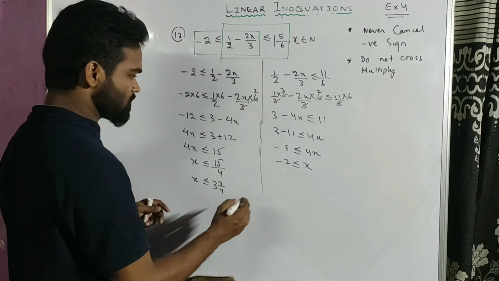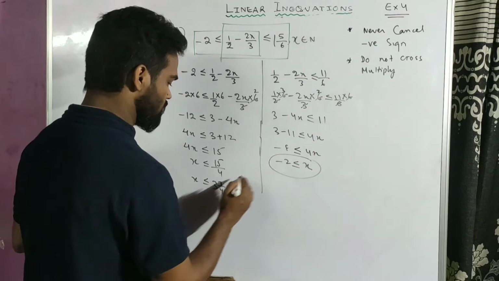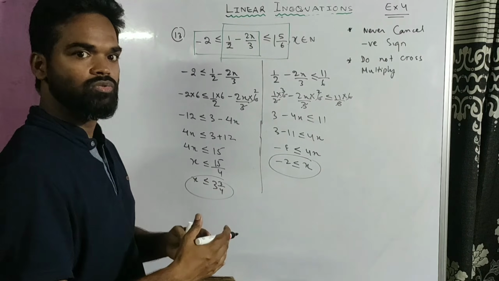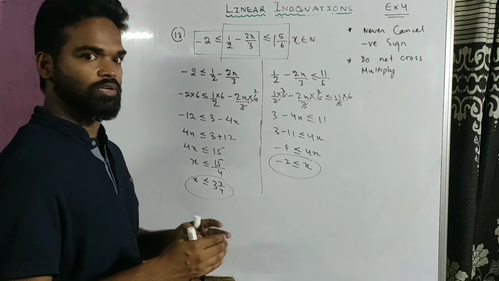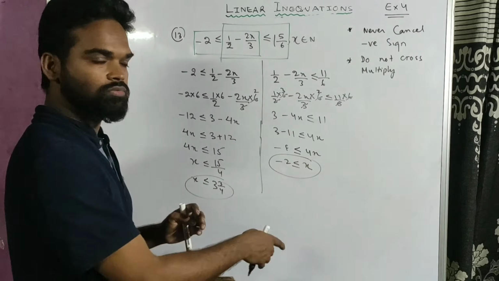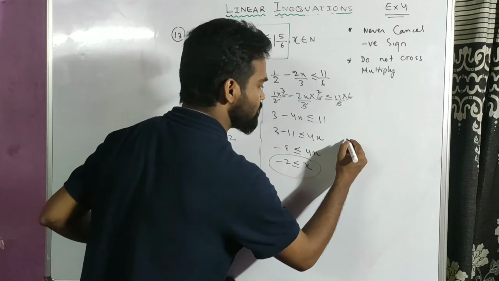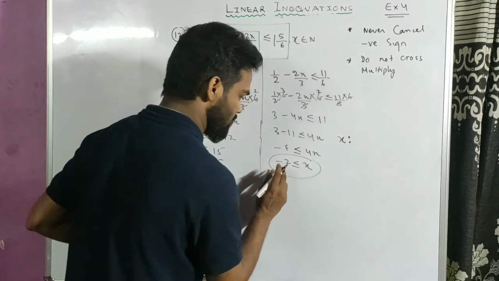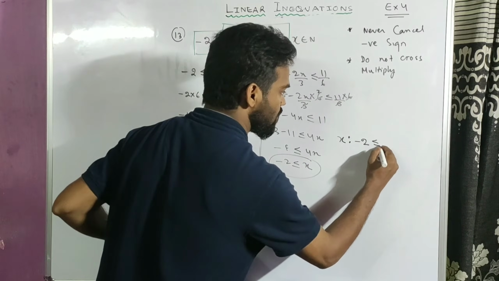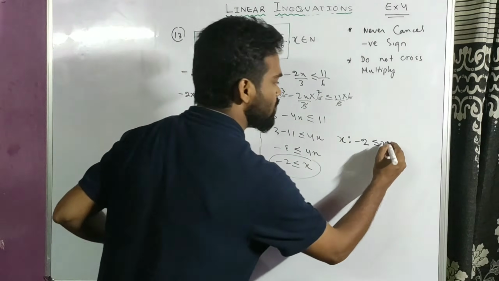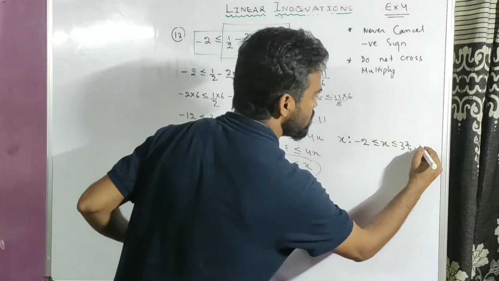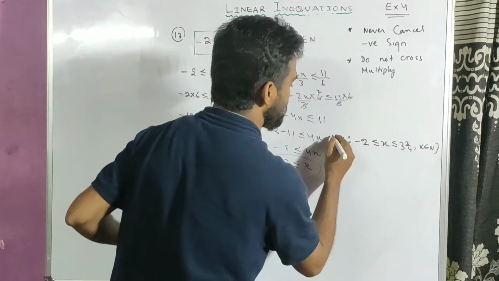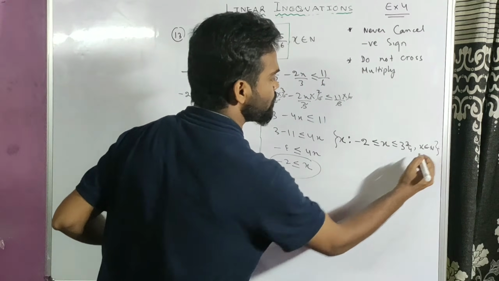Now we got two situations, see? 1, 2. We'll combine these two. See, minus 2 is less than or equal to x and x is less than or equal to 3 by 4, which means x lies between these two. This is the smaller value. So we'll write x is such that the smaller value, minus 2, less than or equal to x, and x is less than or equal to 3 by 4, and x belongs to. So this is the set builder form, isn't it?